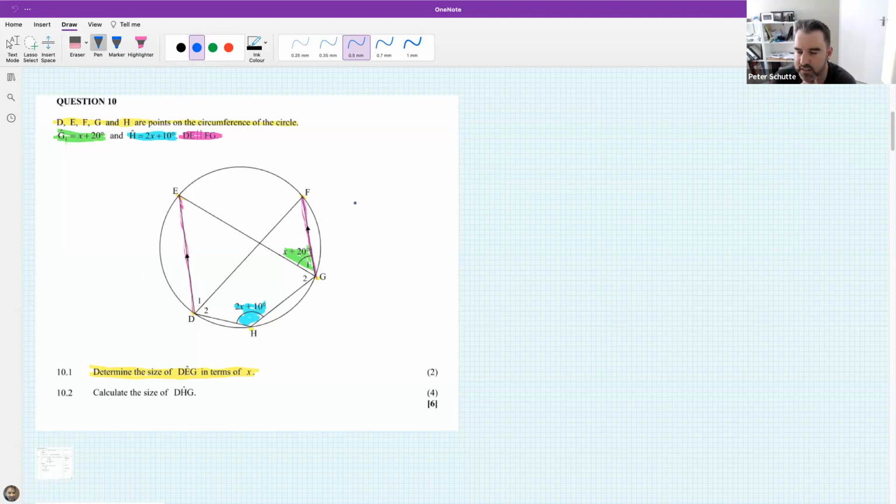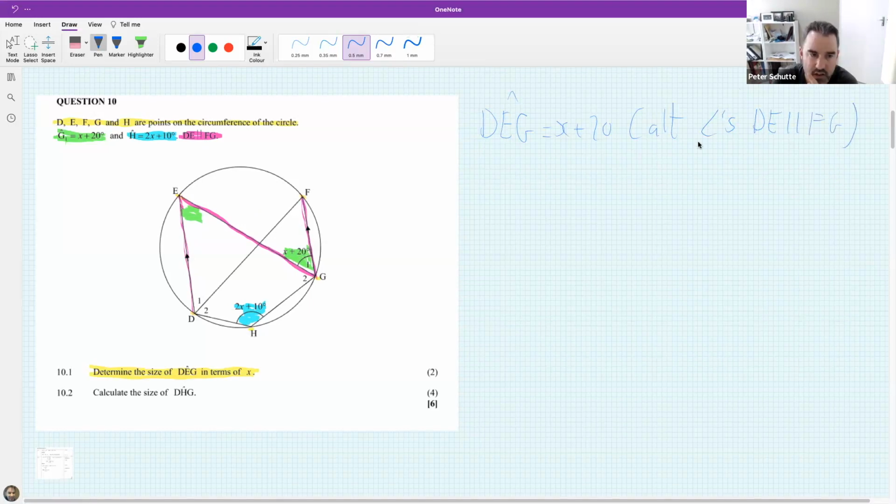Okay. I see some answers are starting to come through. Yes, Kamali, I agree with you that there seems to be a Z shape, or parallel line shape. That means that this angle over here should be the same as this one over here. So we would say that DEG is equal to x plus 20, but then I also need to say alternate angles, DE parallel to FG. So this is going to be x plus 20.